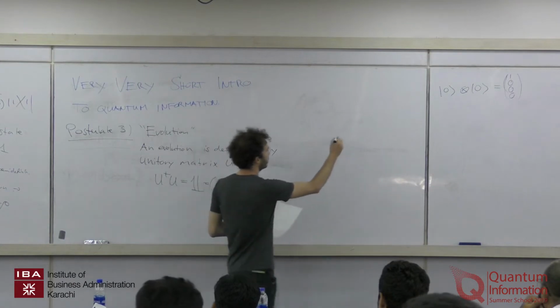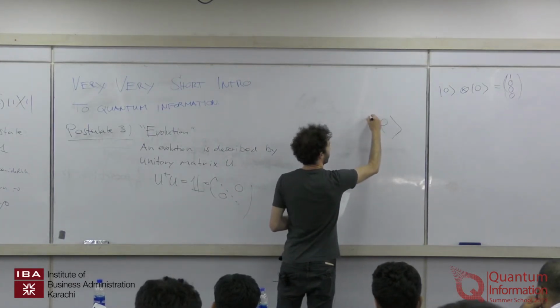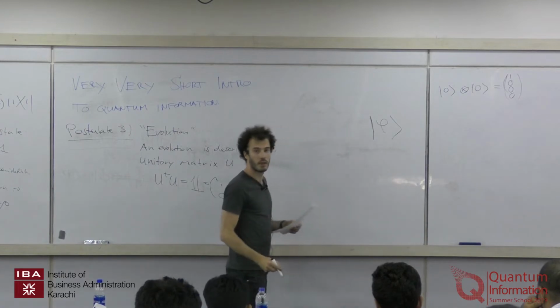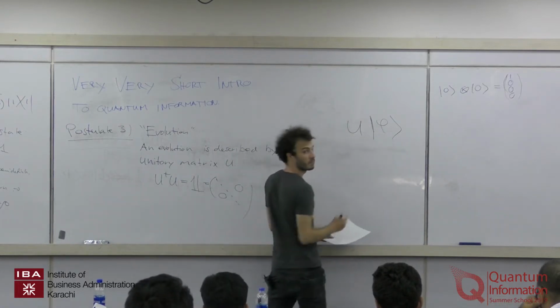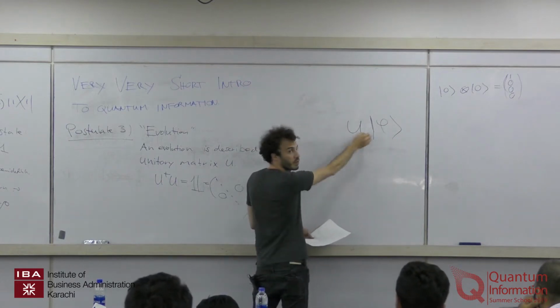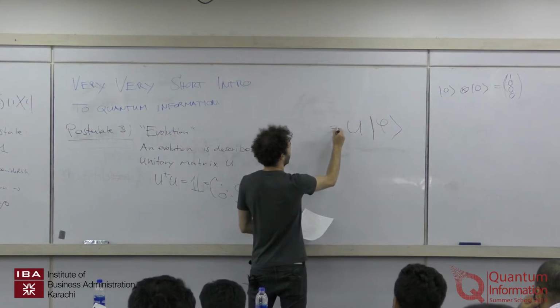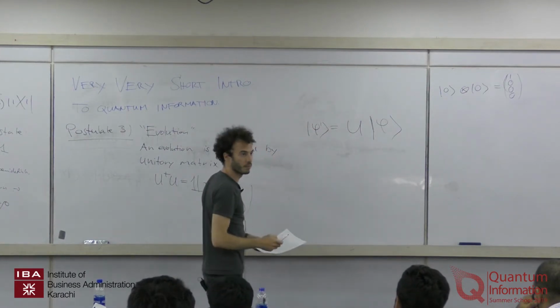So if you have a state phi, we can apply a unitary operator U to this state, like this. We have a vector and a matrix, so we have the matrix-vector product, and we get a vector, and this is the state after the evolution.